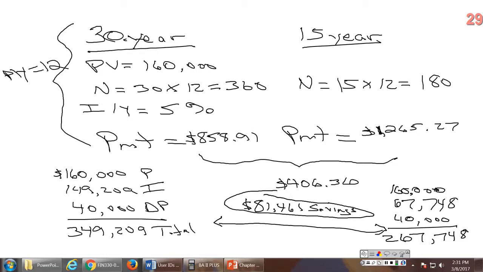We're just financing it differently. And so what's going to happen is after 15 years, your house is paid for. So you've got a payment that you've been paying each month of $1,265.27. You can now do something else with that money because you don't have a house payment any longer. Plus, you've saved yourself $81,000 in interest versus taking out the 30-year mortgage.